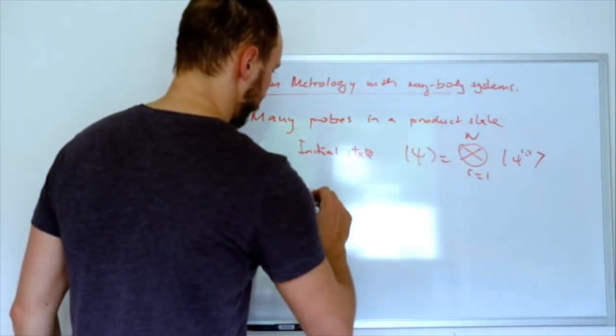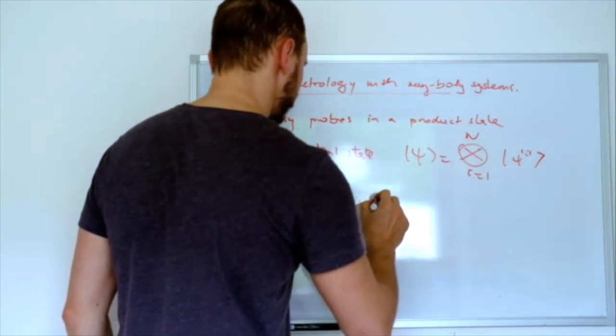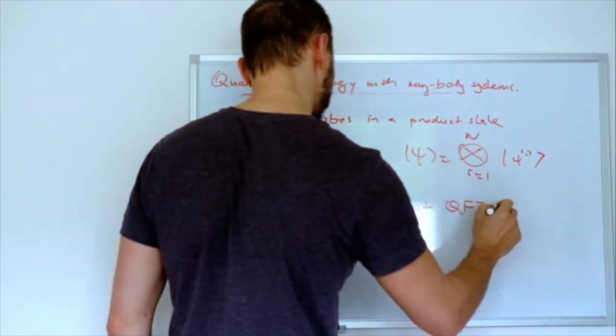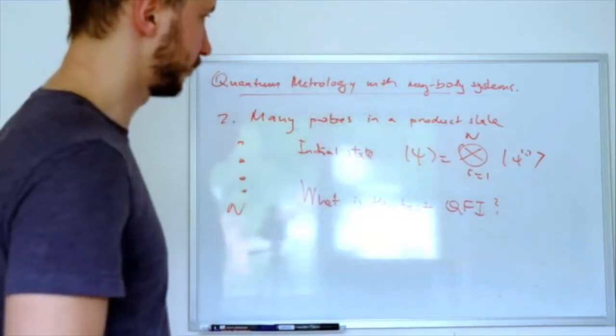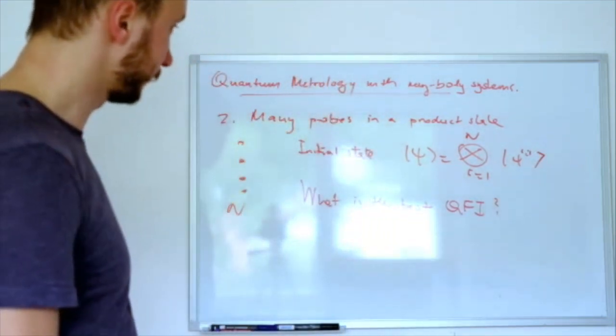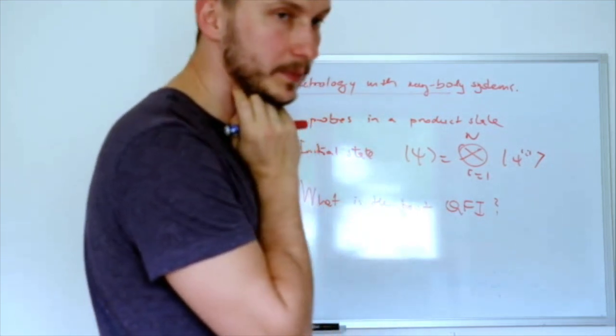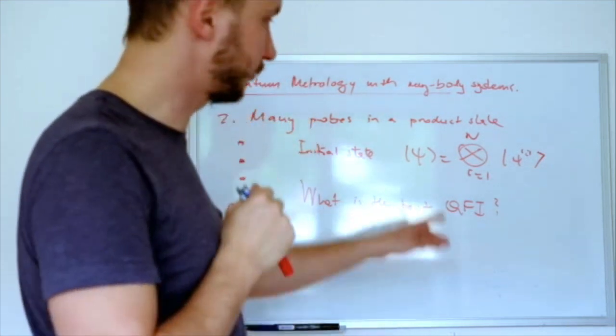The question, of course, is the same. What is the best quantum Fisher information we can get with the product state? Do you have any thoughts about this? Do you remember we proved something about Fisher information, which is nice about product state?